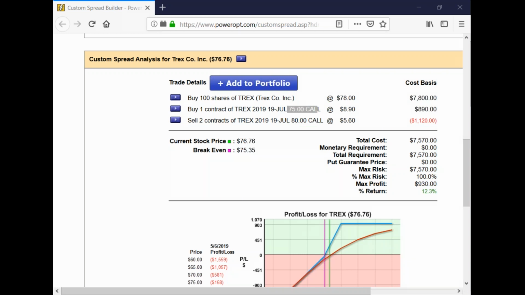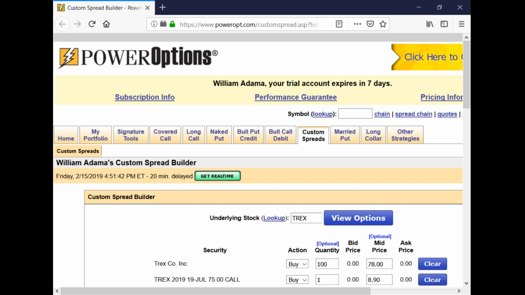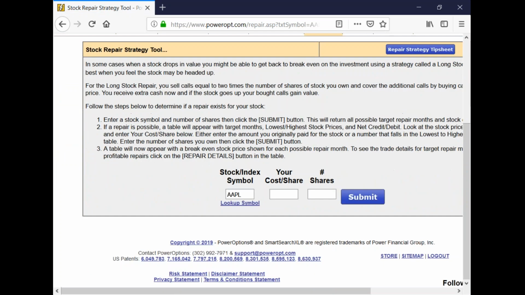Okay, without even looking at it, I'm going to say the same concepts apply. Take a look at the stock repair tool for Apple. See if there's anything available. If not, I might want to take a look at some of those other ideas in the webinar we pointed to. Remember, on the webinars page, go to Options Concepts and then Manage Your Broken Position.